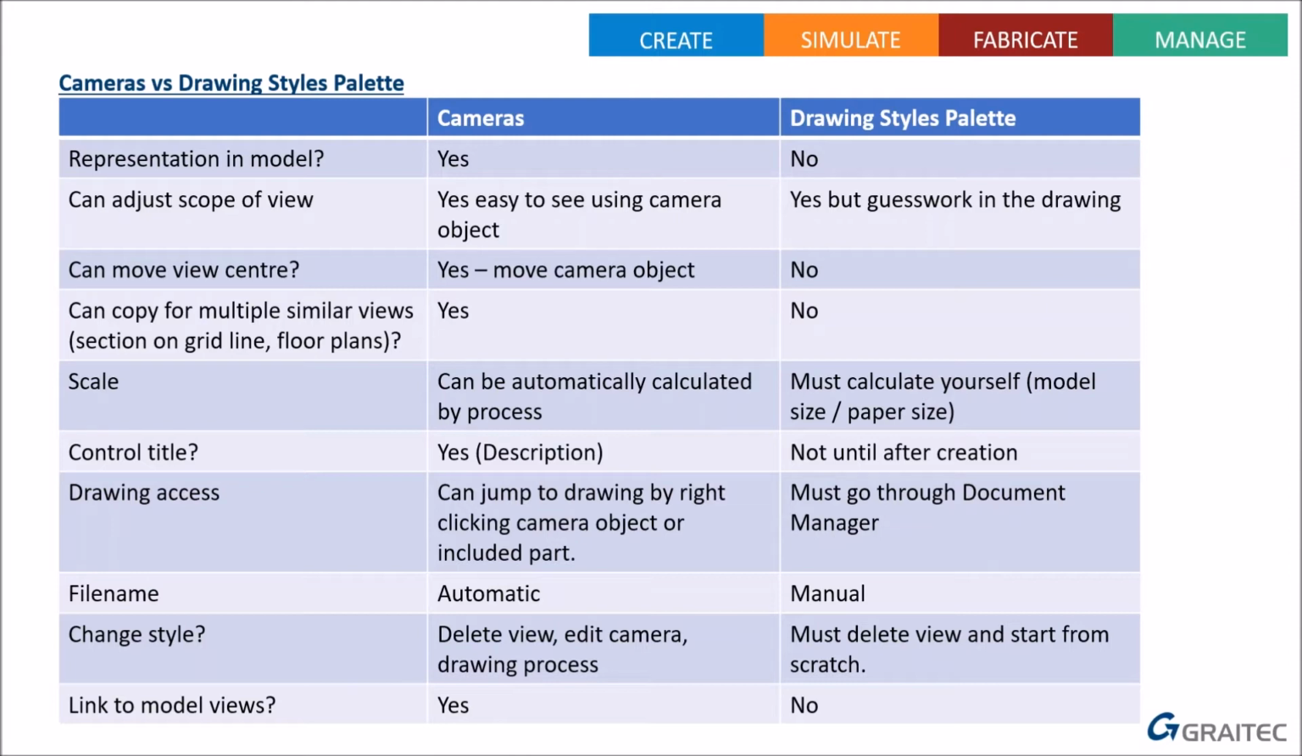To access the drawing itself, if you've used drawing styles, you have to open the document manager, search up and down the list of drawings and find the right one and use the open drawing command to get to that drawing. But if you're using a camera, you can jump straight to that drawing by right-clicking on any object that's shown in the view or on the camera object itself, and you'll be able to jump to the drawing of that part. I'll show you that.